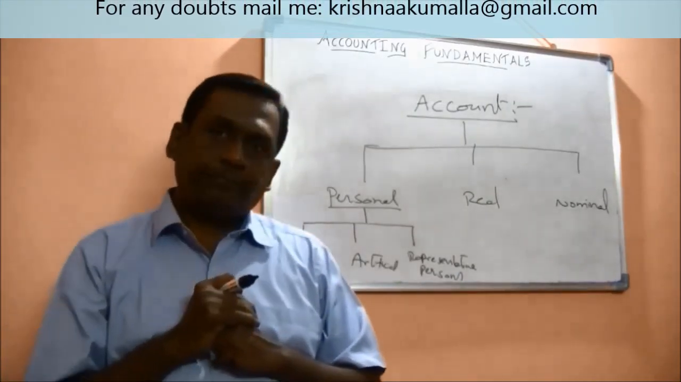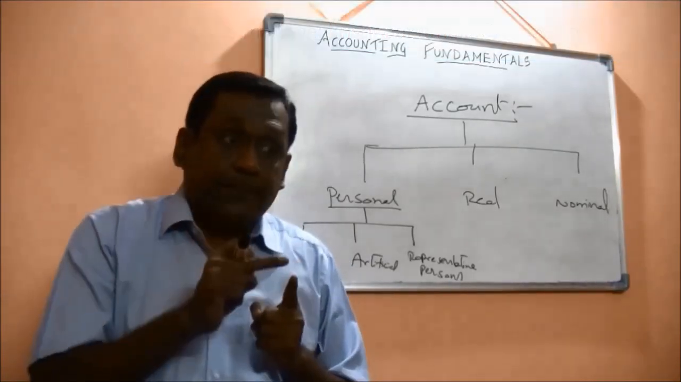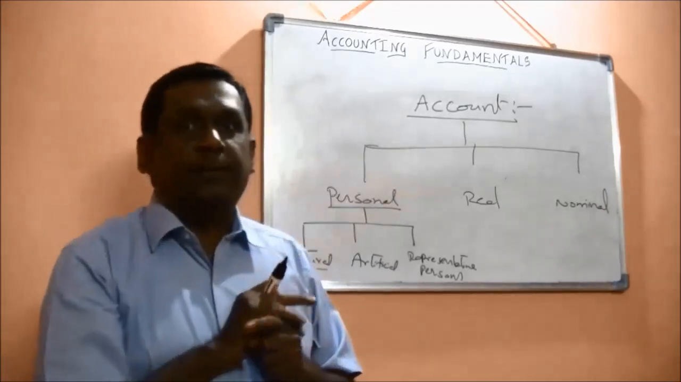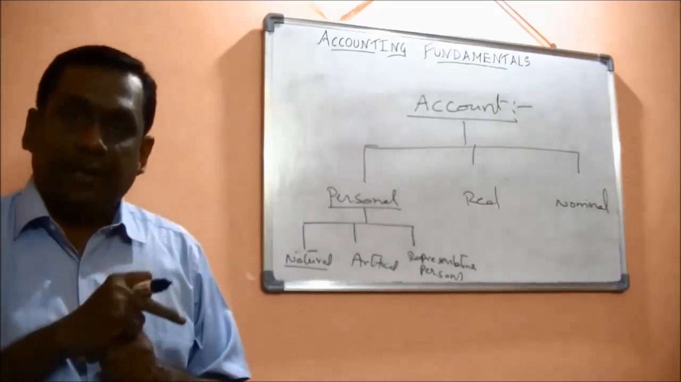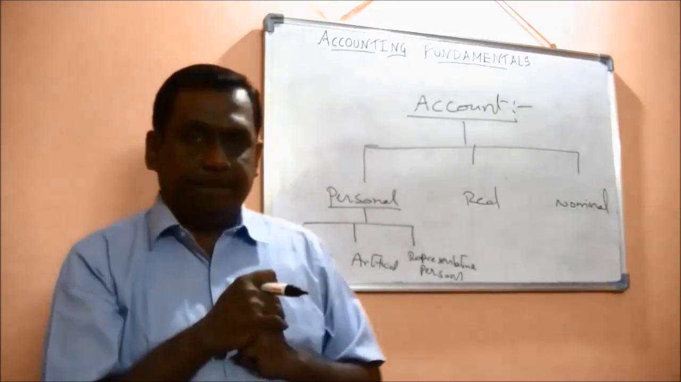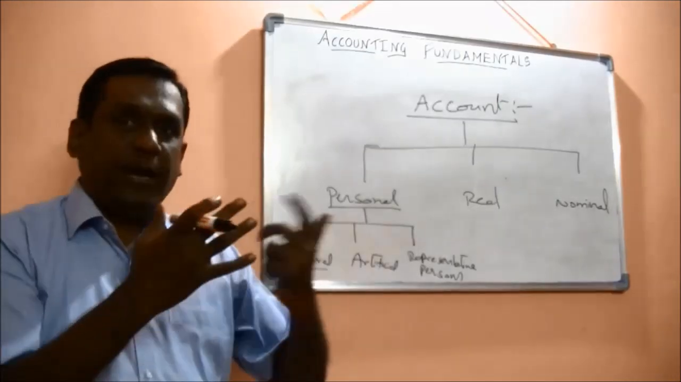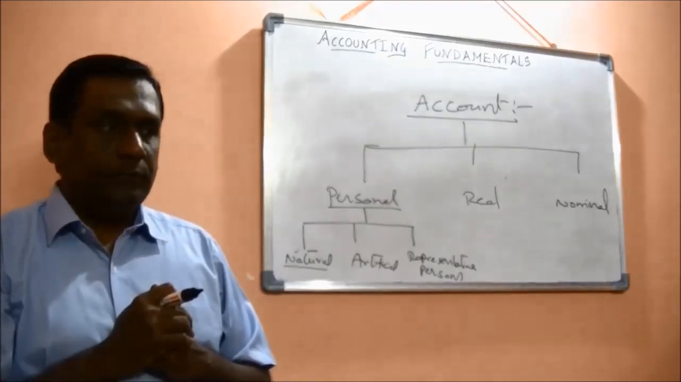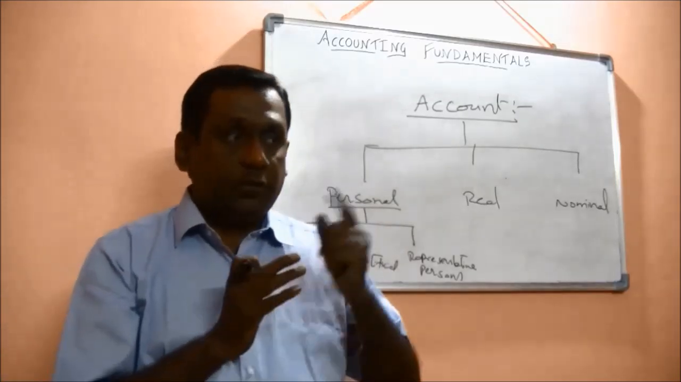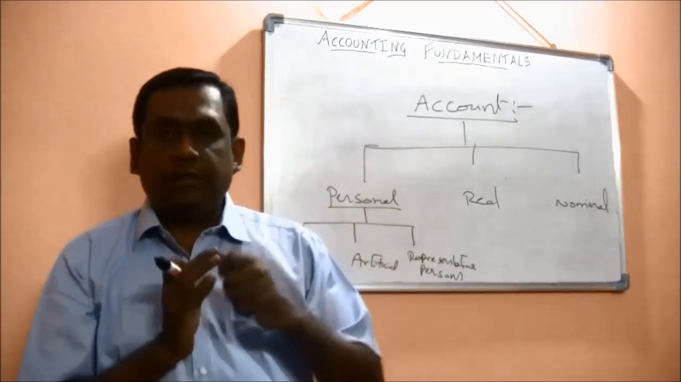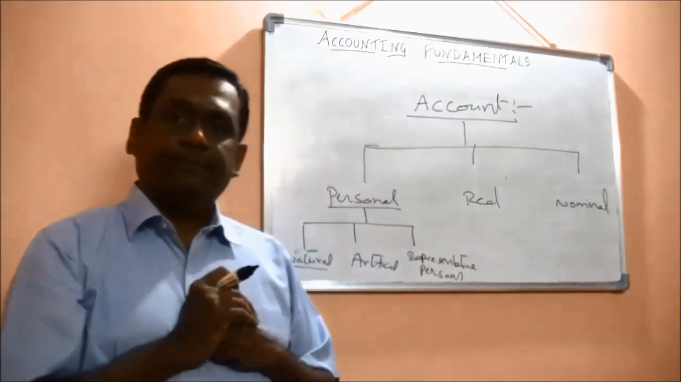Artificial person. Who is an artificial person? An artificial person is a person created by a natural person. For example, you have State Bank of India. State Bank of India is an artificial person. It acts as a person. It was created by a natural person. So State Bank of India is an artificial person.